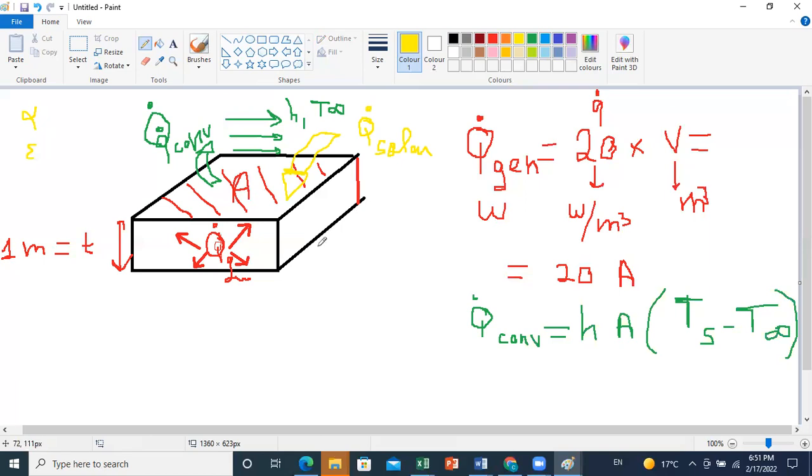Now, if you want to calculate the solar flux, they told you that the solar flux received is equal to 400 watt per meter square. This is the flux per unit area. How to calculate the total solar flux absorbed by your box? What should you do?